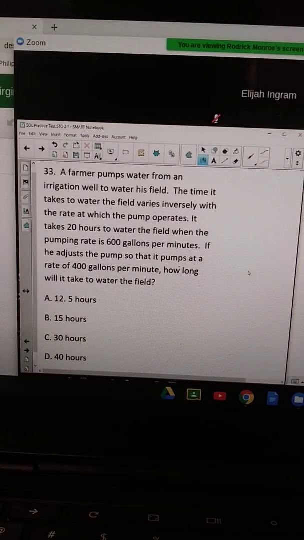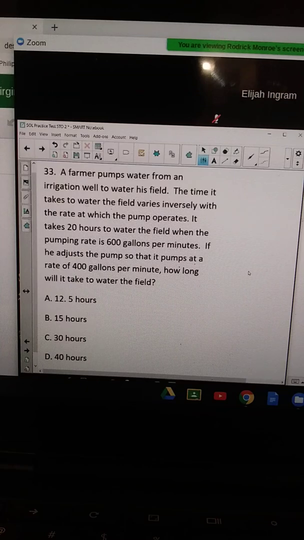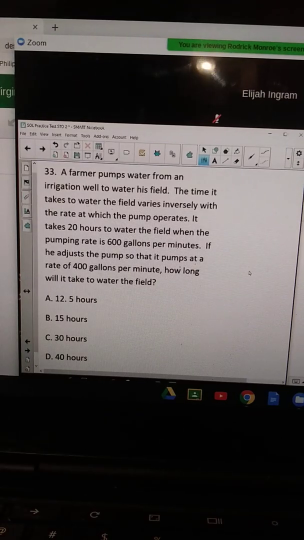Now it says, a farmer pumps water from an irrigation well to water his field. The time it takes to water the field varies inversely with the rate the pump operates. It takes 20 hours to water the field when the pumping rate is 600 gallons per minute. If he adjusts the pump so that it pumps at a rate of 400 gallons per minute, how long would it take to water the field?